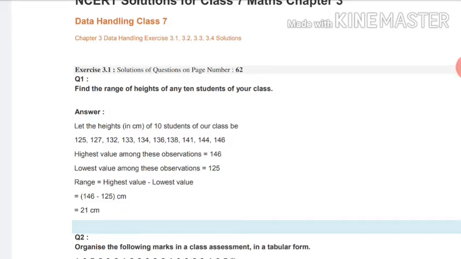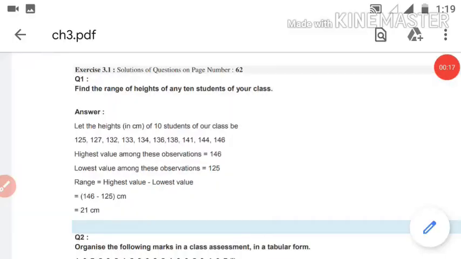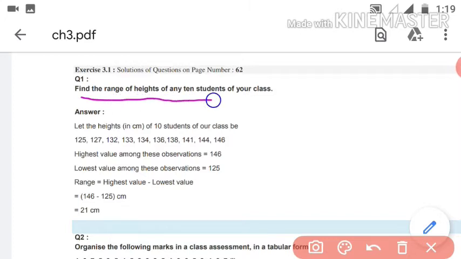In this video I will cover class 7 maths chapter number 3, data handling, exercise 3.1. Question number 1: find the range of height of any 10 students of your class. Now we are not in a class, so I will give some example of height of some students.